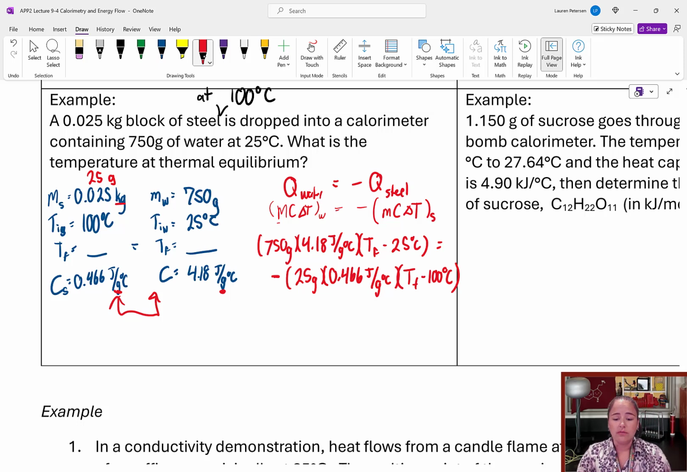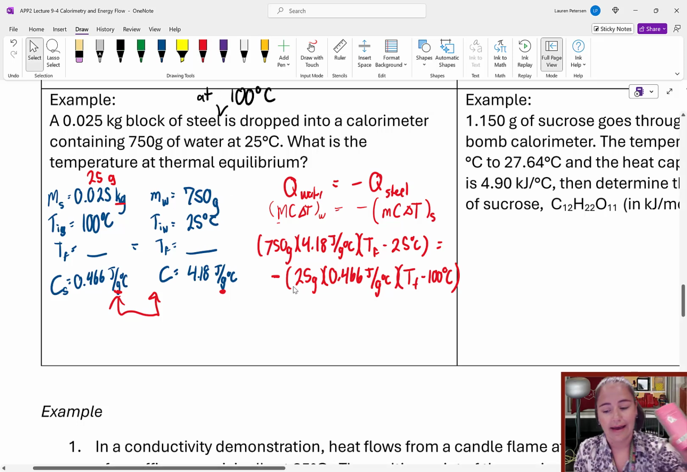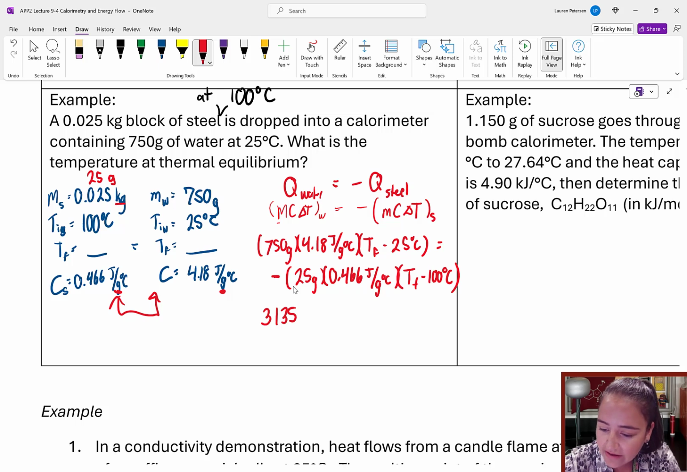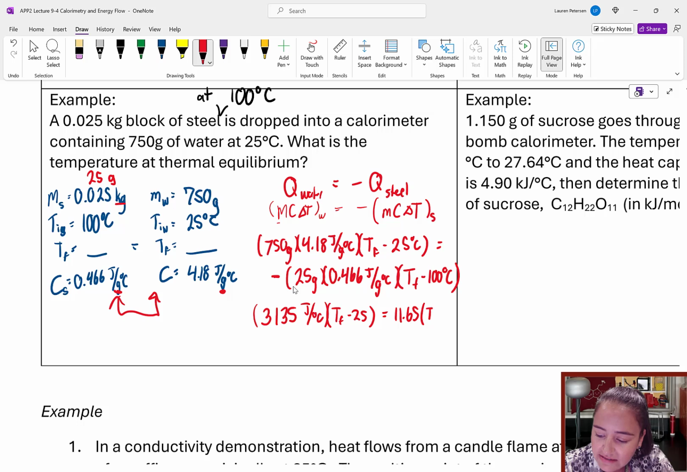Okay, so now we go ahead and algebra it out. Okay, I have 750 times 4.18 is 3,135. Okay, joules per degree Celsius, because those grams have canceled out, times our T final minus 25 equals, and then we have 250 times 0.466, which is 116.5 times T final minus 100 degrees Celsius. Okay, and then we algebra it out.